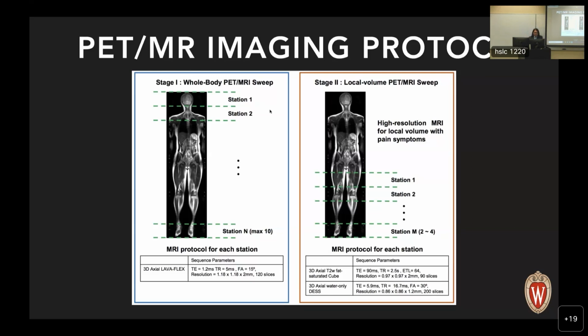So if, say, somebody had knee pain, we'd scan the entire whole body, which takes about 20 minutes. And then we spend the next hour imaging. Let's say if they had knee pain, we'd go from the hip all the way down to the ankle with very high resolution MR sequences, as well as getting another PET image.